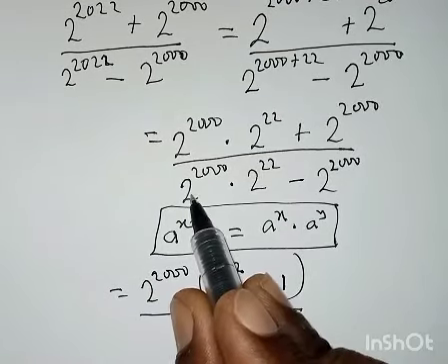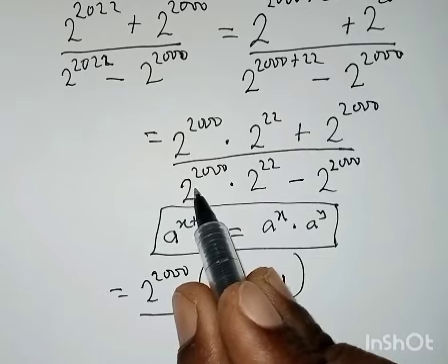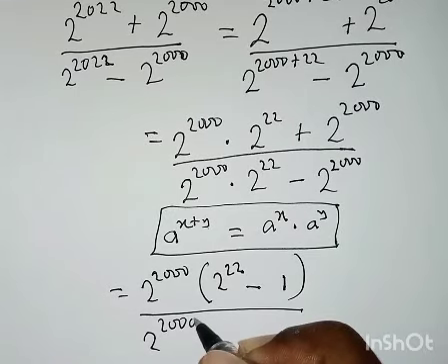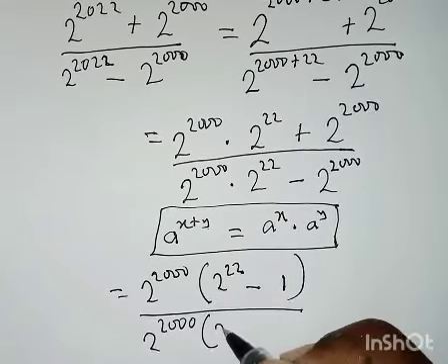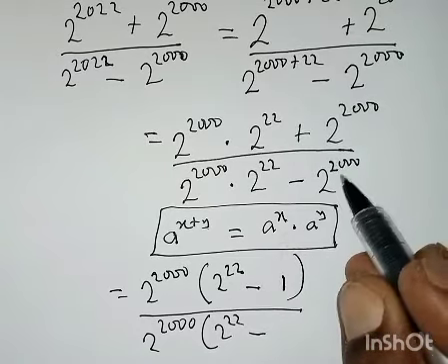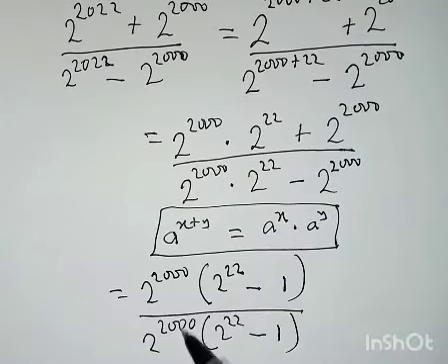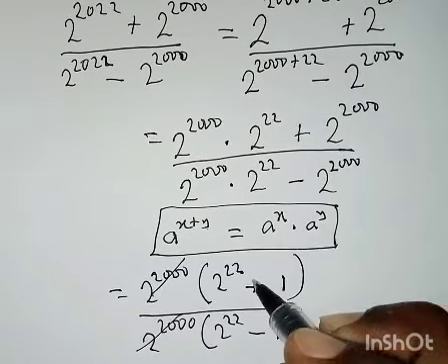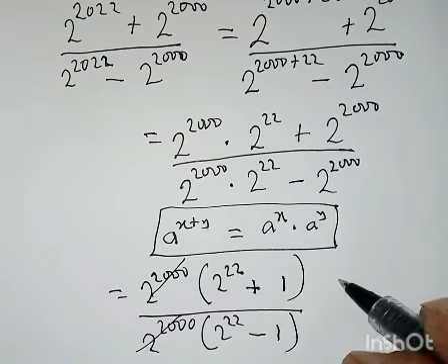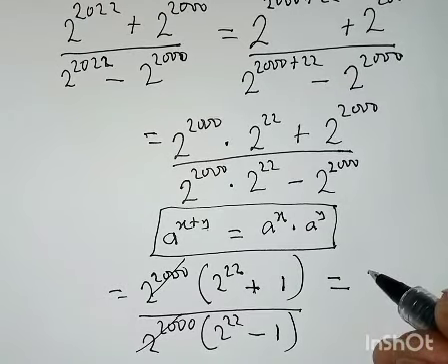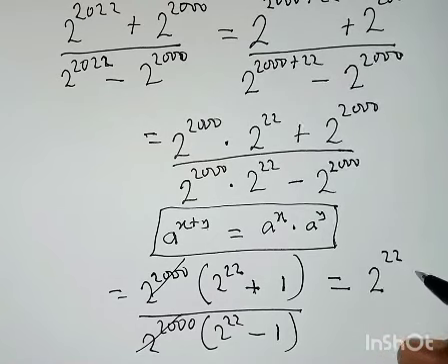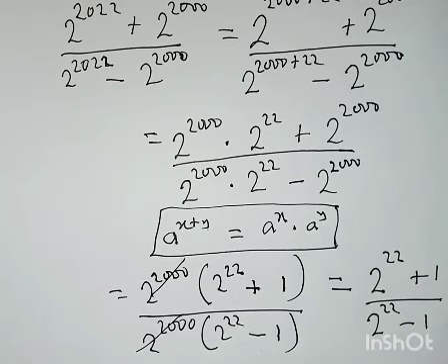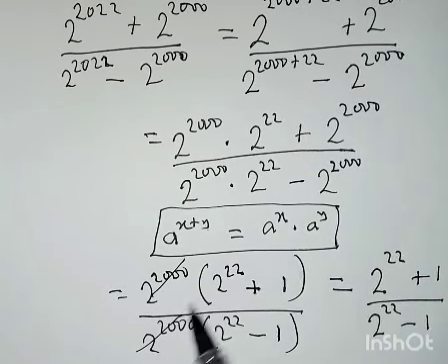this one, it is the same thing: 2 power 2000 is common, so you can factor out 2 power 2000. Then what remains is 2 power 22 minus 2 power 2000 already taken out, so you have 1. Sorry, the top one is plus because it is positive. So this is the same thing as 2 power 22 plus 1, everything over 2 power 22 minus 1, because the 2 power 2000 on top has gone with the one at the bottom.